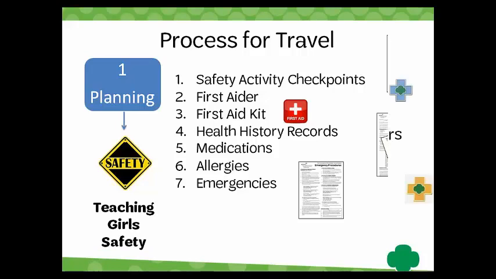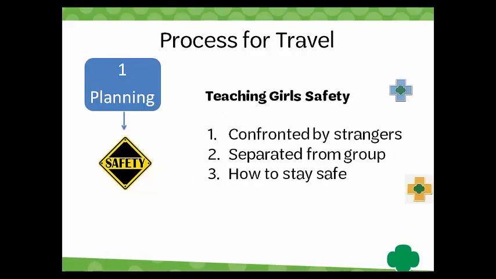We also want to talk about teaching girls safety. So we cannot talk about safety without also the importance of teaching safety to the girls as well. Daisies through ambassadors can learn about safety and well-being when they earn the safety award. Brownies through ambassadors can earn the first aid legacy badge, and all of these are in the Girls Guide to Girl Scouting by each grade level.